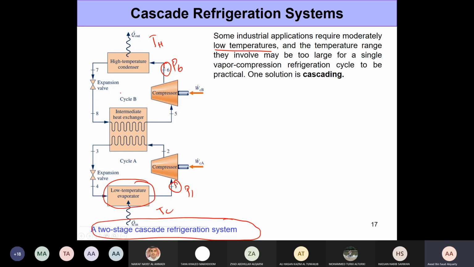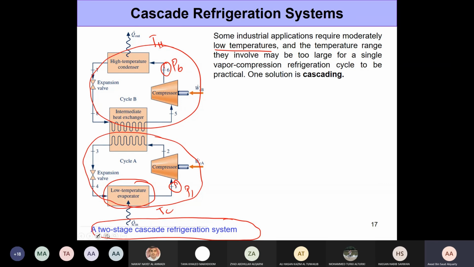Cascading is simply having two different refrigeration cycles, each cycle using a different refrigerant. So here we optimize the pressure temperature characteristics of the refrigerants such that we increase the COP as much as possible.